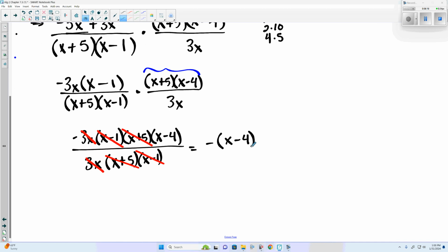Because where is it 1? It's 1 in the denominator, yes? Well, division of 1 doesn't really do anything, because 6 over 1 is the same as just 6, yes? So here we don't even need the division of 1. Our answer is just negative parentheses x minus 4, close parentheses.